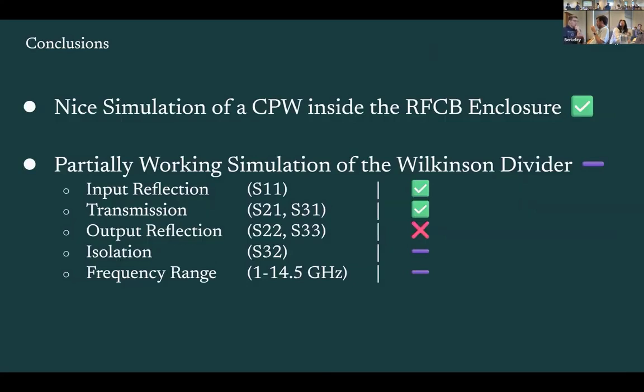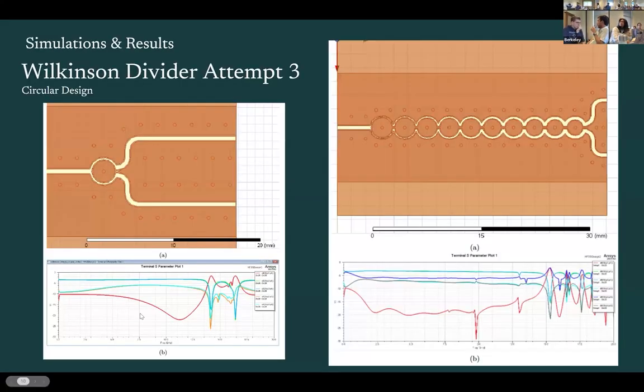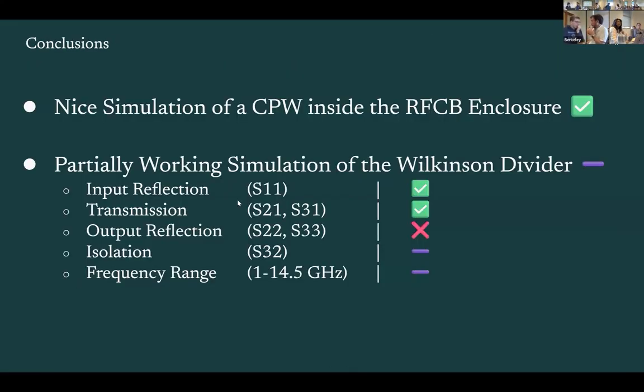So sort of in conclusion, what we have out of this internship is a very nice simulation of the coplanar waveguide and the RFCB, and a partially working simulation of the Wilkinson divider. There, I chased down for multiple weeks trying to minimize any source of error that I could think of, and this is sort of the best result that I got, which has a too high reflection on the output ports to be useful as a divider. After that, there's isolation and frequency range, which can be tweaked and optimized. I'm pretty confident that we can get those to work, but this output reflection has been a challenge.